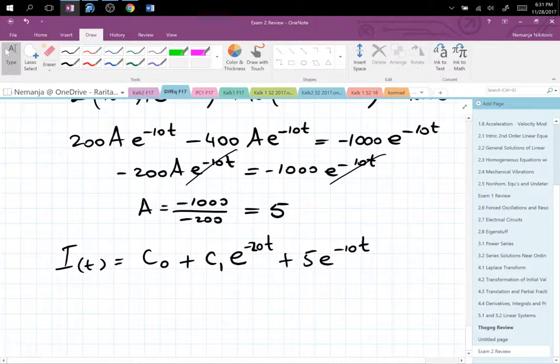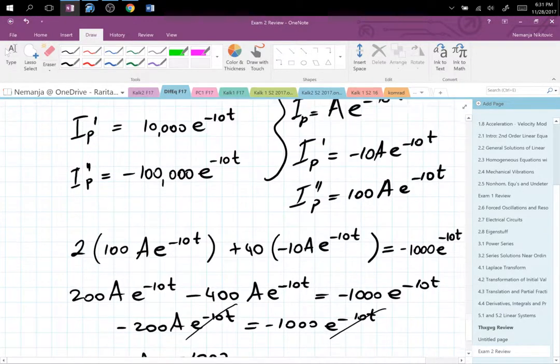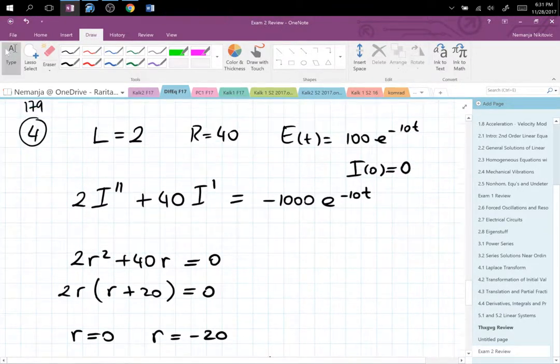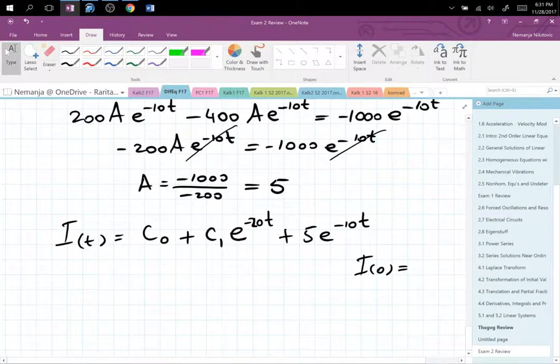And now we have the initial condition I(0) equals 0. So we can calculate. That wasn't that bad. I(0) equals 0, so now 0 is equal to C0 plus C1 plus 5.